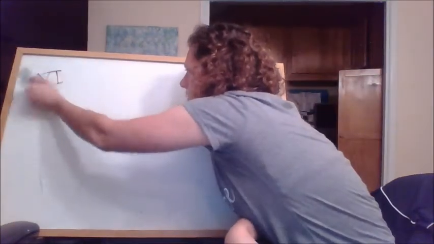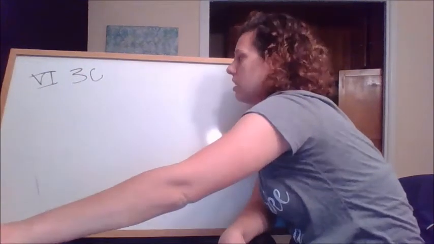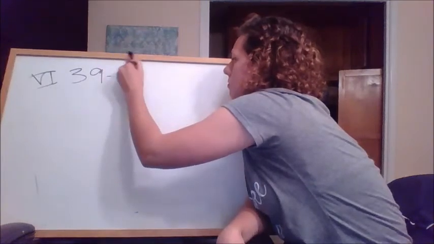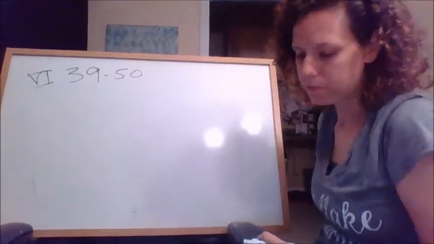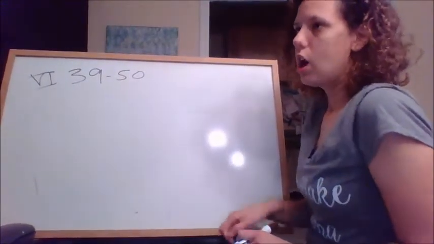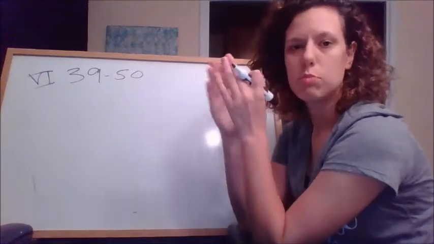There was a lot of stuff that we covered in this chapter. Part 6 is, what did I say, 39? Oh, I did it again. I started writing 6. 39 to 50. Translate the following sentences to Spanish. So remember that one of the things that we talked about was prepositions before pronouns.